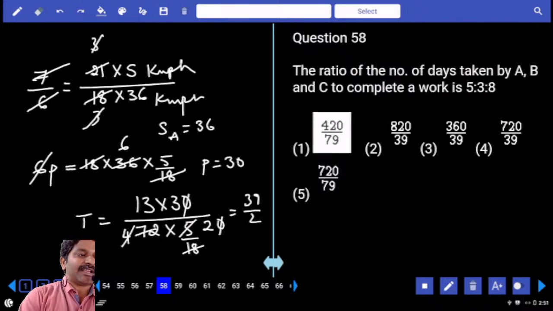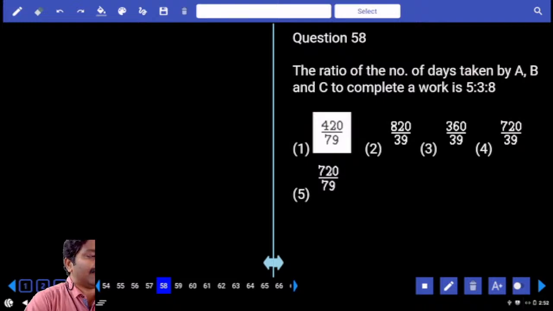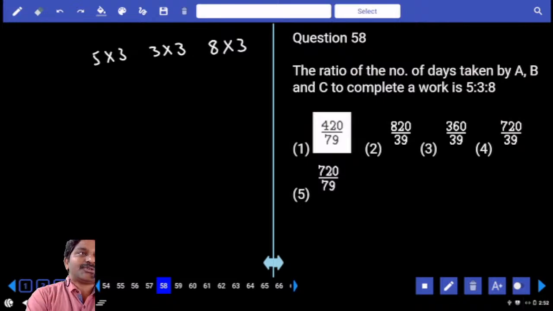The ratio of number of days taken by A, B, C to complete the work is 5:3:8 respectively. The number of days taken by A alone to complete the work is 6 days more than number of days taken by B alone. So here in terms of number of parts, A is taking how many parts more than B to complete it? 2 parts. And in your question it is mentioned as how many days? 6 days. Then 1 part is equal to, come on. So every number should be multiplied with 3 to get actual number of days to complete the work.